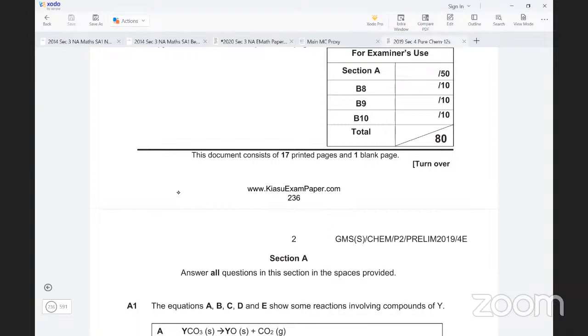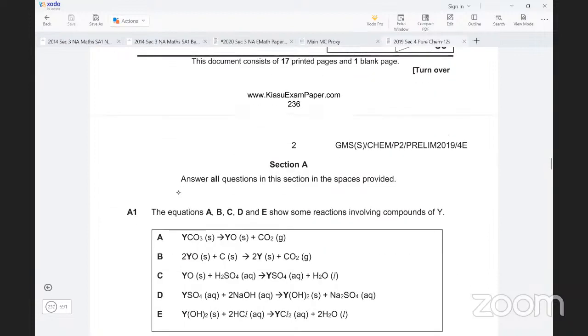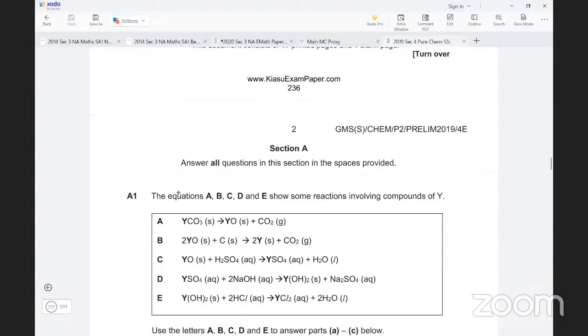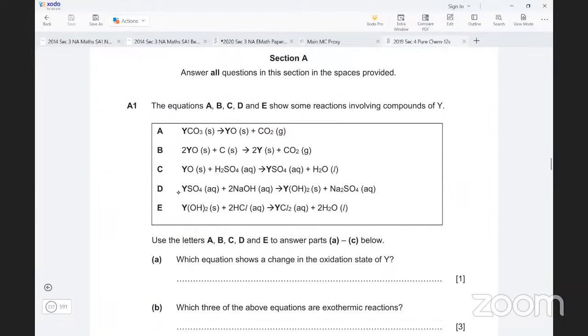So are we going to do this paper? You should do section A, not section B, because section A, you haven't been practicing for a long time. I give you 1 hour. You understand me? Try to do this. Now you have this one. Where is it? This is Geylang Methodist.